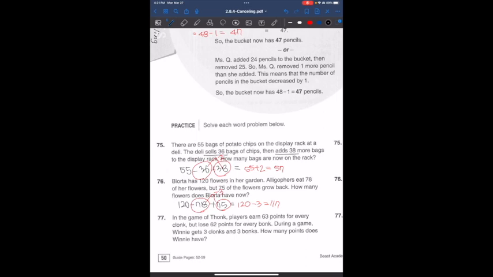So, Winnie gets 3 clonks, and players earn 63 points for every clonk. And she has 3 clonks, so we add 63 3 times. But then she gets 3 bonks, and so she loses 62 points for every bonk, so we do this.